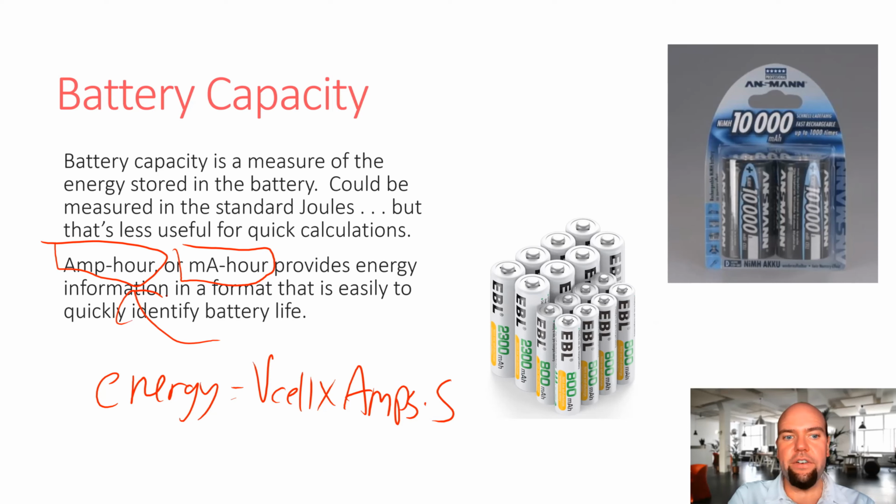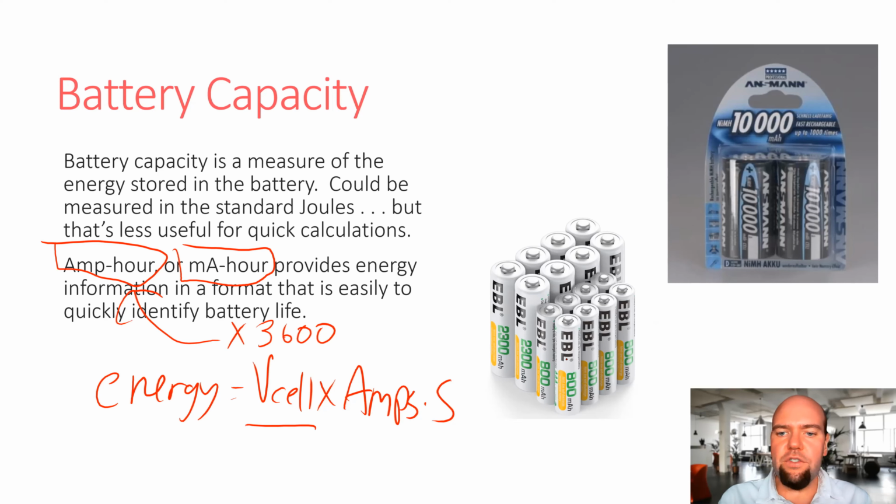3,600. So if you took amp hours, multiplied it by 3,600, you would get the number of amp seconds. And if you multiplied that by the cell voltage of the battery, that would tell you the energy in joules of the battery. So why don't we just say energy in joules? Well, because giving the energy in terms of milliamp hours or amp hours is often a more useful way to think about the capacity of the battery.